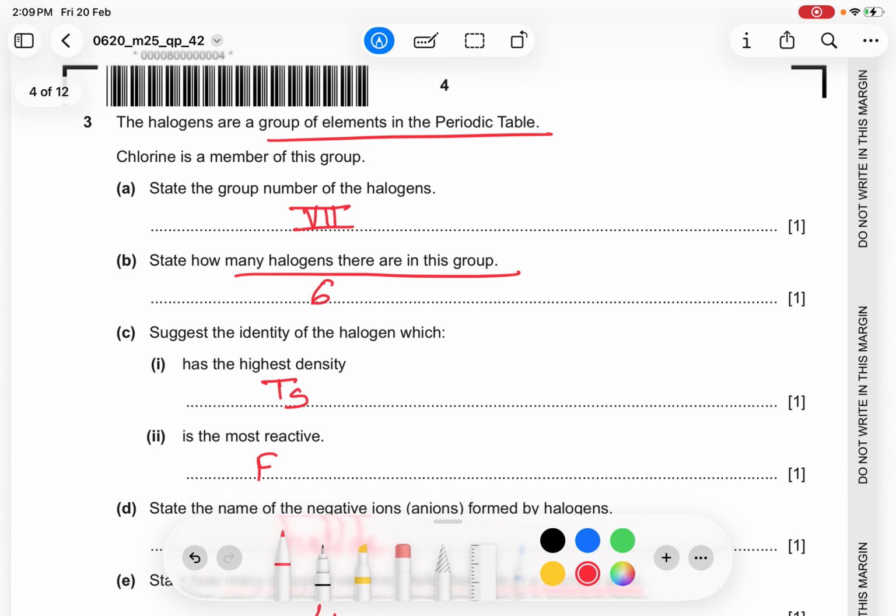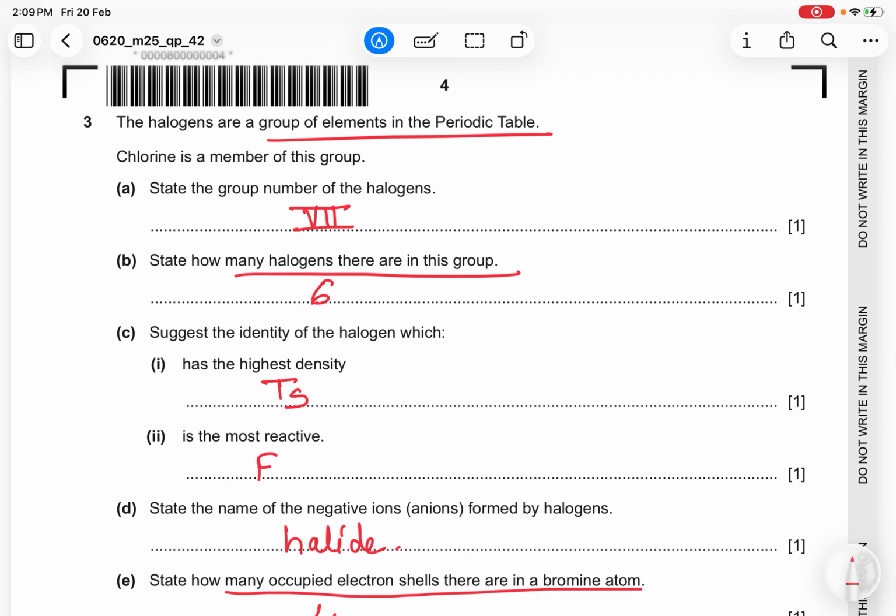Next, question number 3. The halogens are a group of elements in the periodic table. Chlorine is a member of this group. State the group number of the halogens. Halogens belong to group 7. We are going to write group 7 here in Roman numerals because group number is written in Roman numerals.